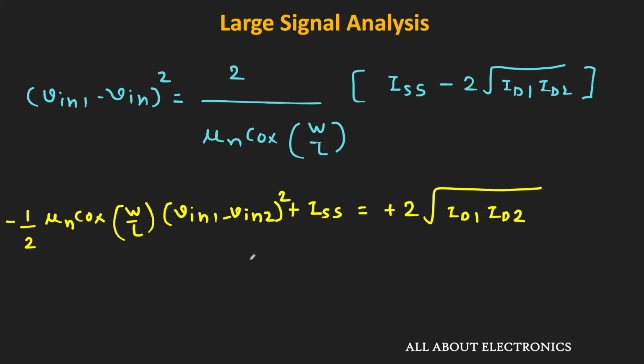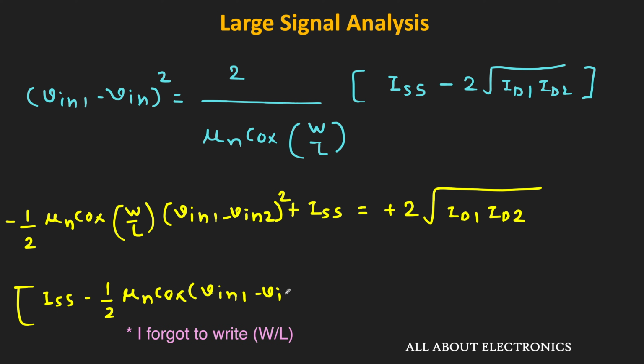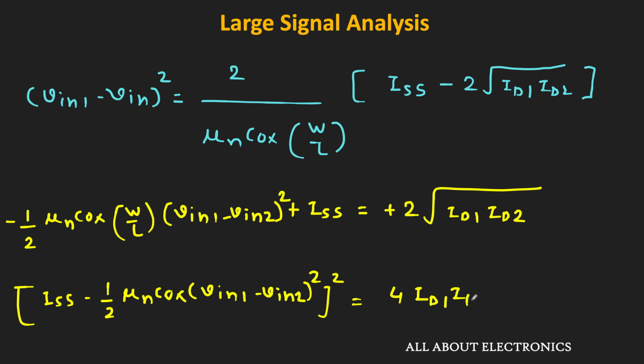So once again, if we take the square on both sides, then we can write this expression as this ISS minus 1 by 2 times mu n times Cox times W by L times this (Vin1 minus Vin2) whole square, and whole square of this term is equal to 4 times this ID1 times ID2. So basically we have taken the square on both sides.